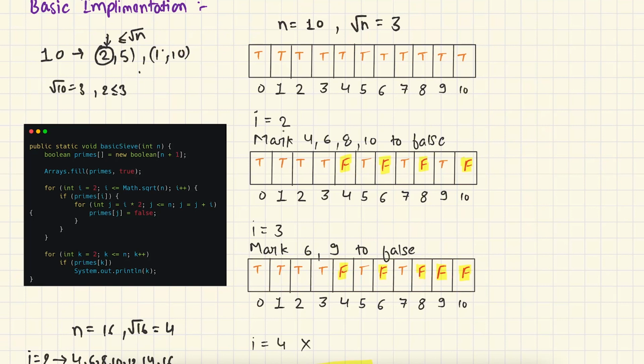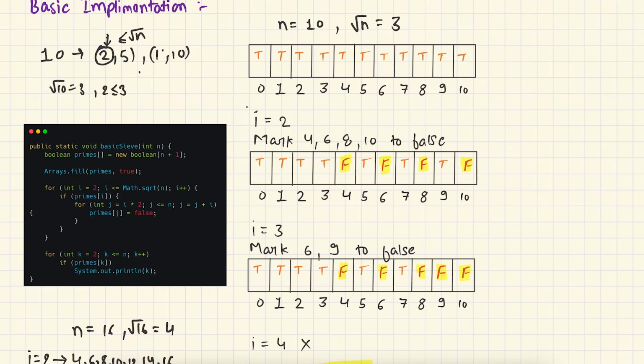Let's say n is 10, so the square root of n is going to be 3. We initialize our array with 10 elements. We ignore the 0th and 1st element because 0 and 1 are not considered prime or composite. So we only care about numbers from 2 to 10.